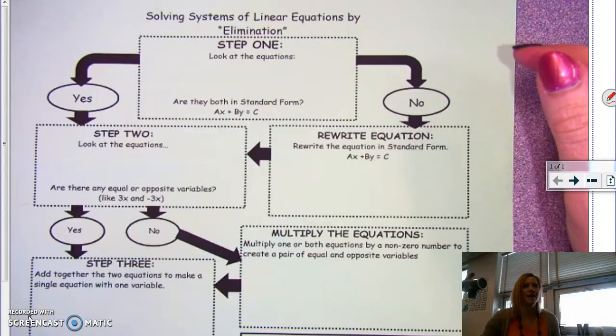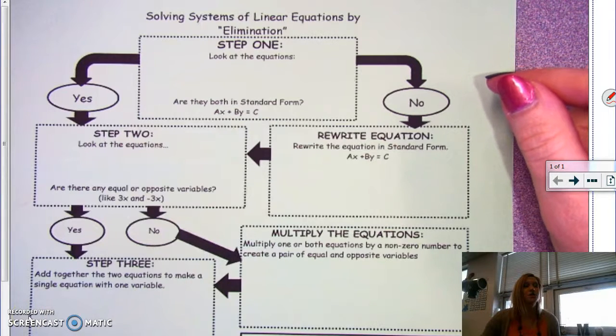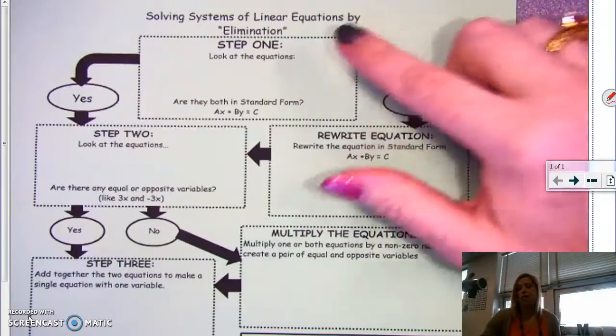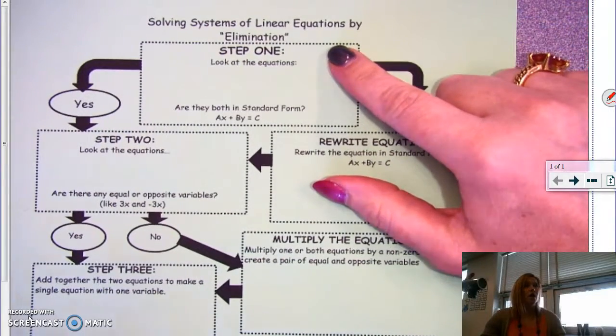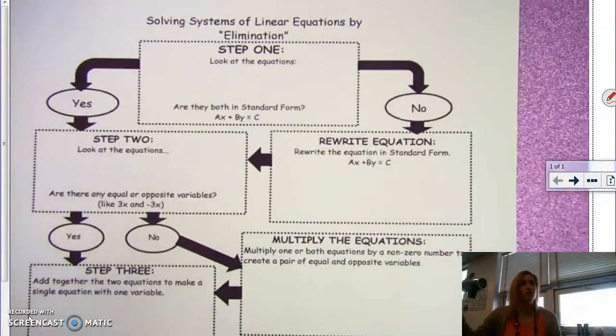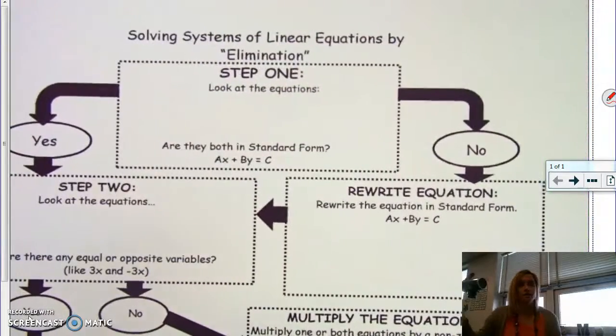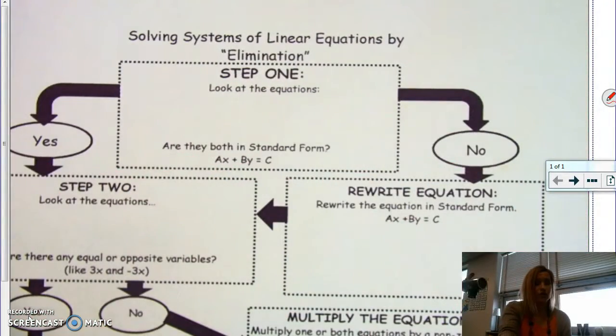Hi guys, today we are going to look at how to solve systems of equations by the process of elimination. So step one is to look at our equations. So we're going to take a minute and write our equations down.